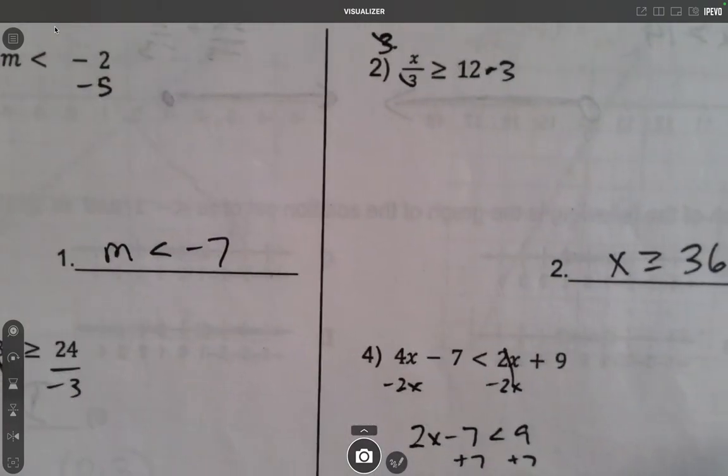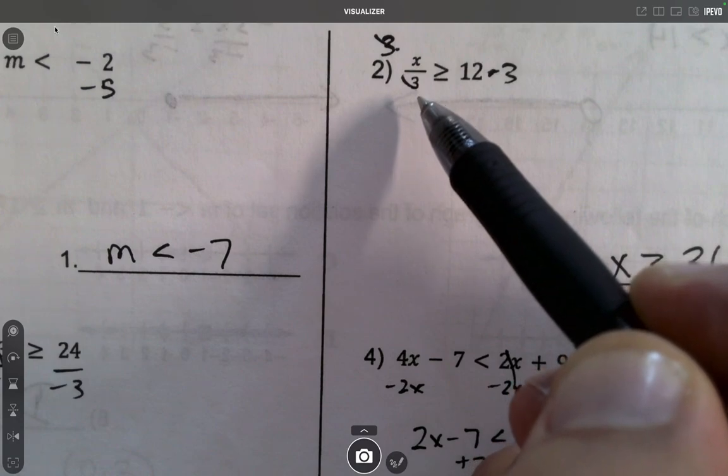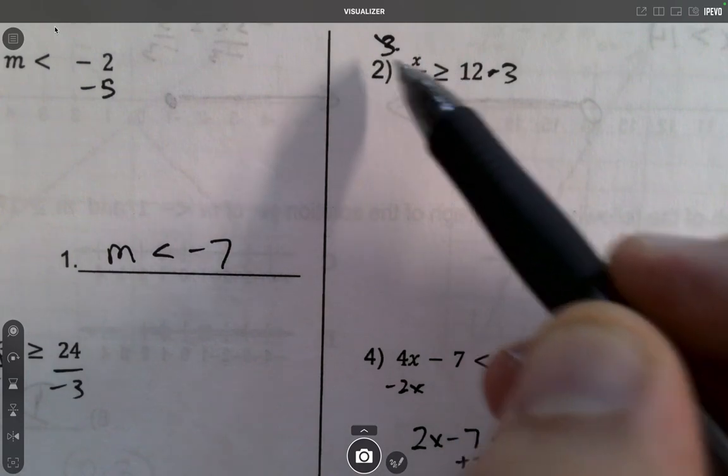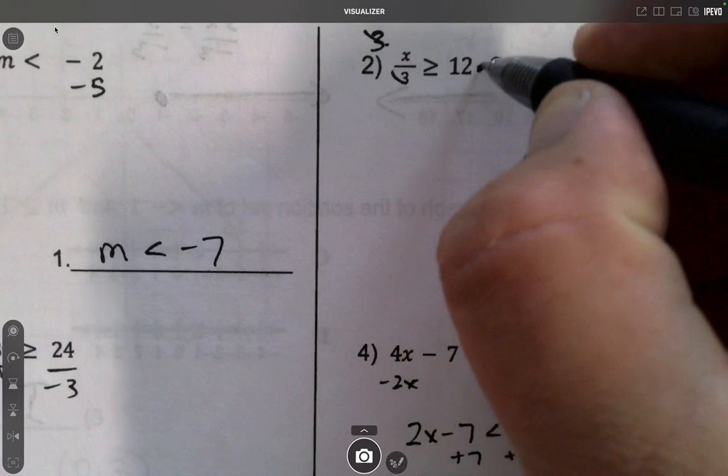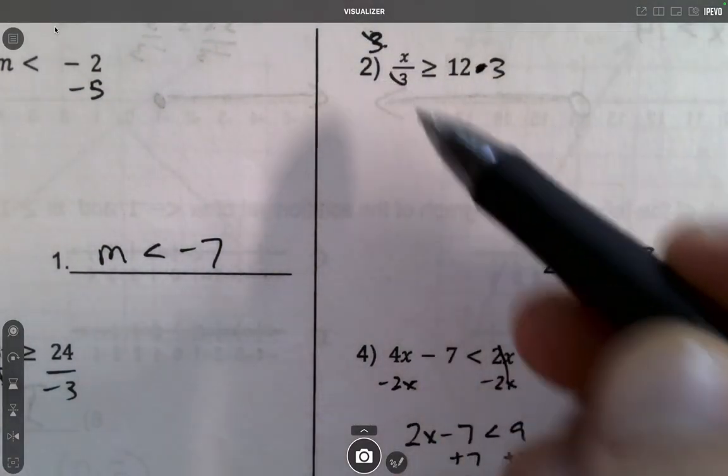On number 2, x is being divided by 3. So we need to do the opposite of divide by 3 and multiply both sides by 3. That is a multiplication dot, at least it's supposed to be. So these 3's cancel out, and 12 times 3 is 36.